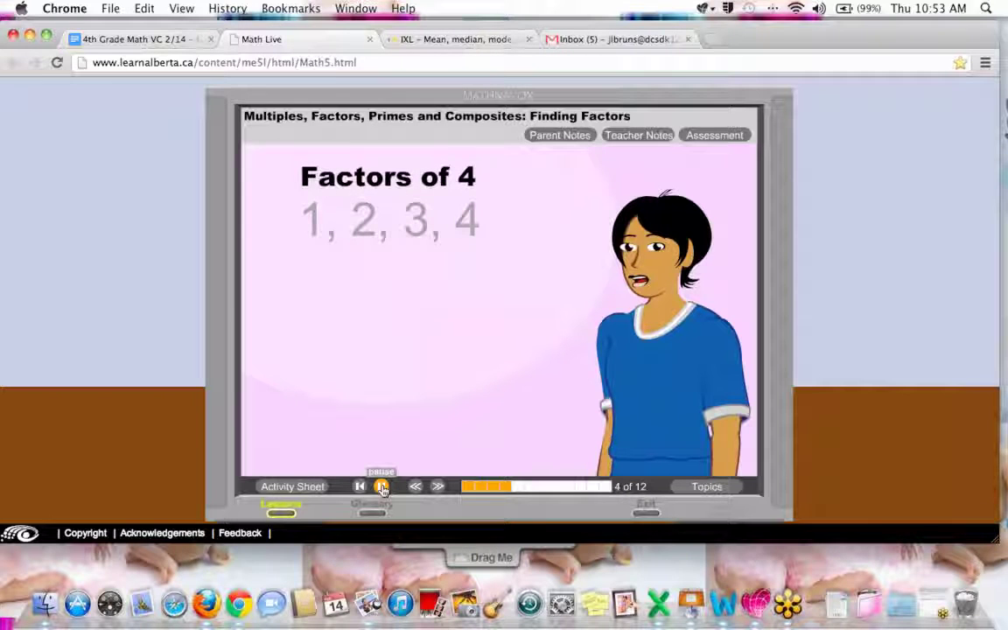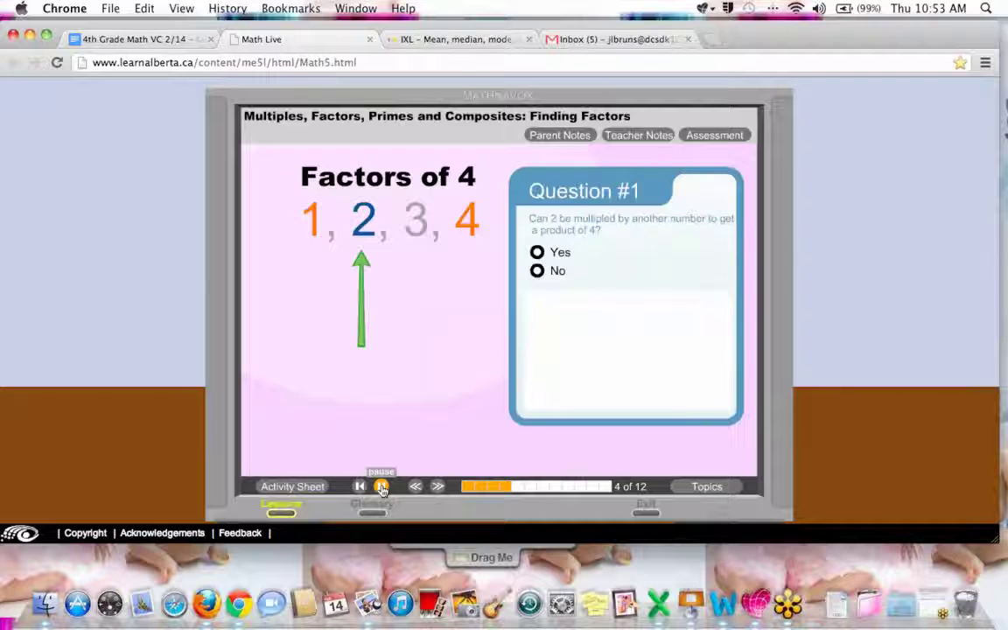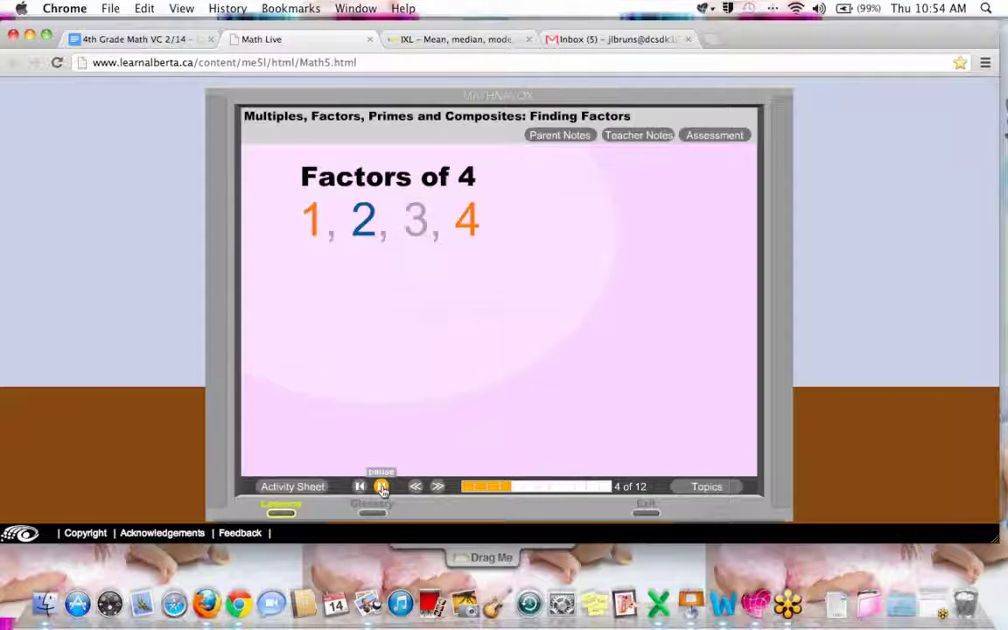For example, to find the factors of 4, you can start with 1 and 4. You know that 1 is the smallest factor of 4 and 4 is the largest factor of 4. To find the other factors, you can go in order of the numbers in between 1 and 4 and see if there are any other numbers that can be multiplied together to get a product of 4. 2 times 2. That's right. Can 2 be multiplied by another number to get a product of 4? Yes, it can be 2 by 2 or 2 times 2. We can add 2 to our list of the factors of 4.